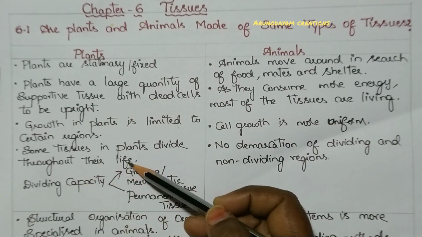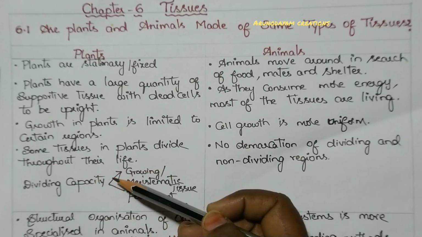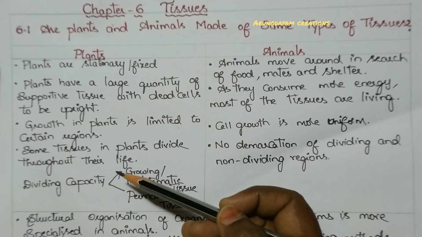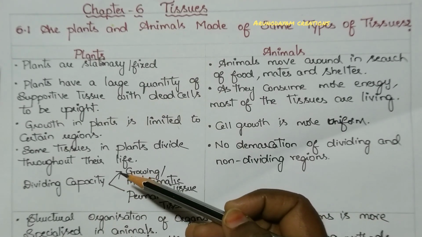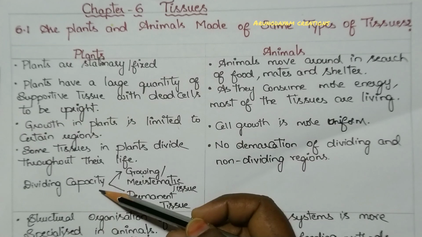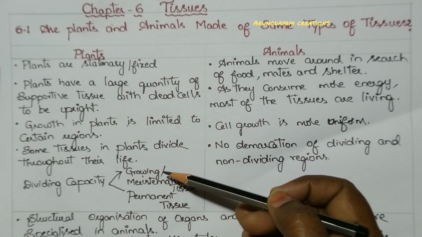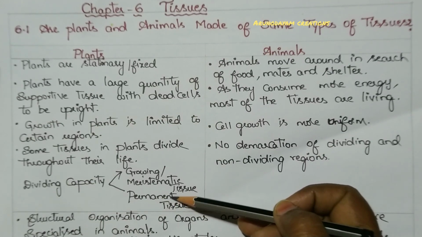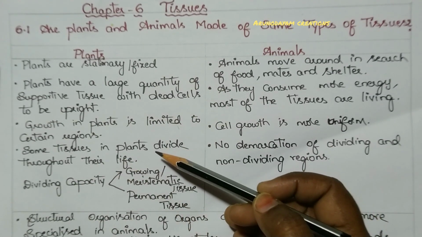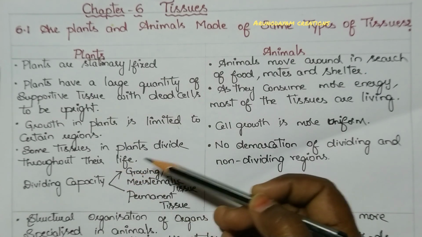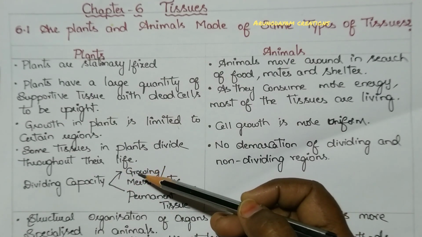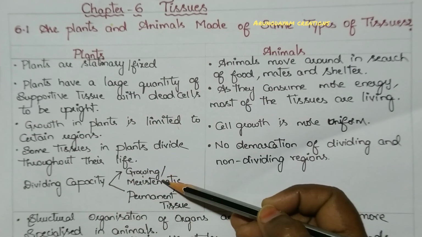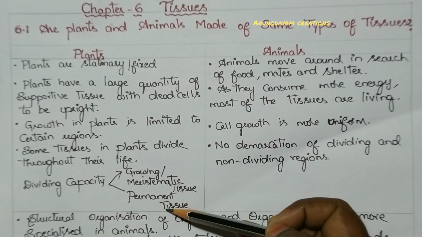Next, some tissues in plants divide throughout their life. In plants, some parts will grow throughout their life. So based on the dividing capacity, the tissues in plants are divided into two types: growing or meristematic tissue and permanent tissue. Understand? That means some parts of the plant show growth throughout their life. So based on their dividing capacity, they are divided into meristematic tissue and permanent tissue.